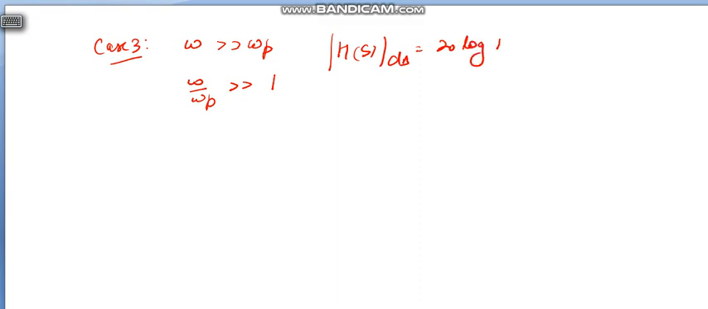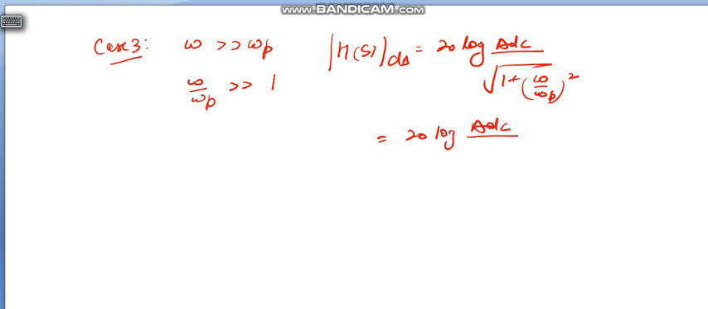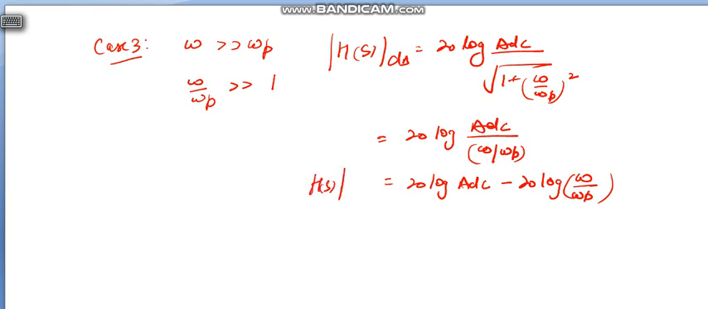Okay, now consider case 3, omega greater than omega p, so omega upon omega p is greater than 1. This magnitude in dB is given by 20 log of ADC divided by square root of 1 plus omega upon omega p squared. This can be written as 20 log of ADC divided by omega upon omega p, and further we can write 20 log ADC minus 20 log omega upon omega p. So this is H(s) in dB.